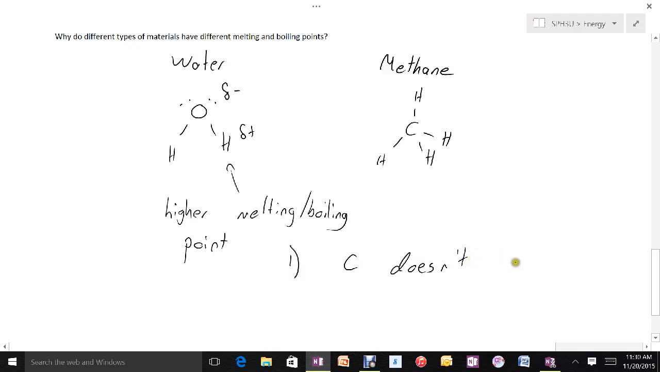So the carbon doesn't take shared electrons as much. Maybe instead of take, I'll say it doesn't hog shared electrons as much as oxygen does.